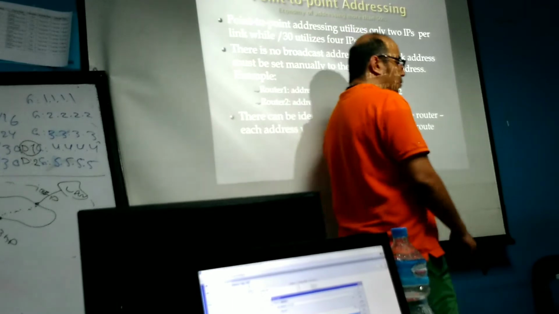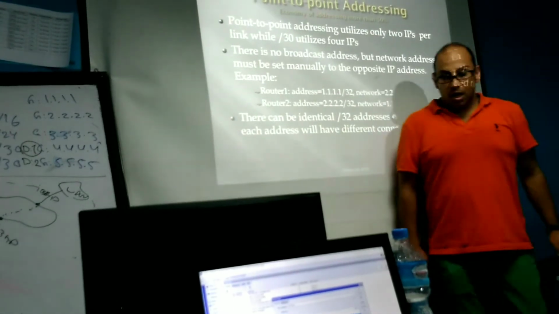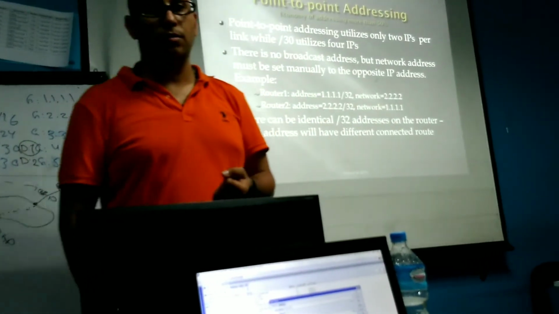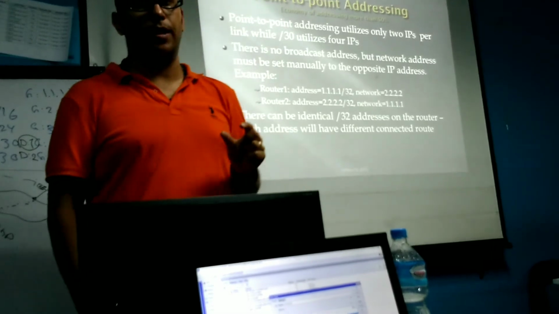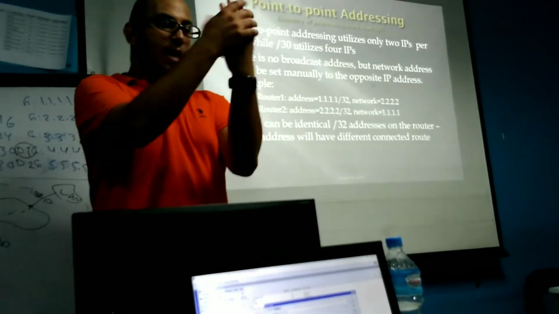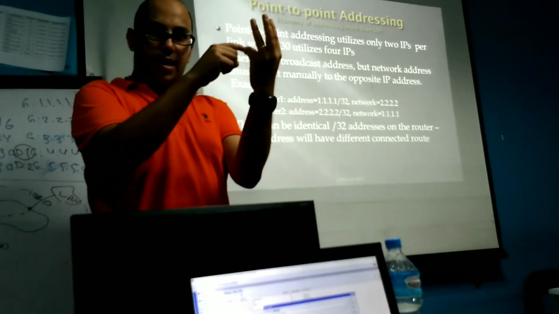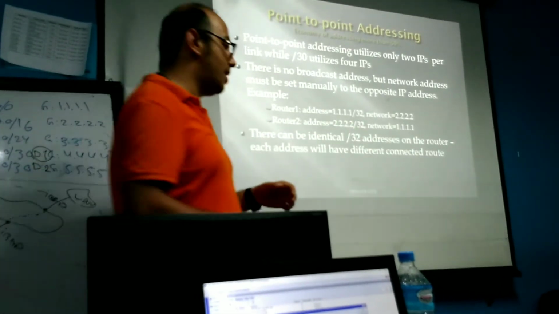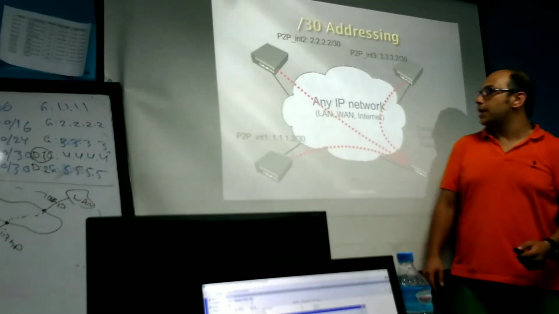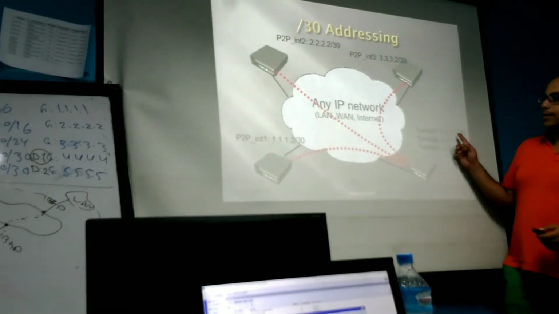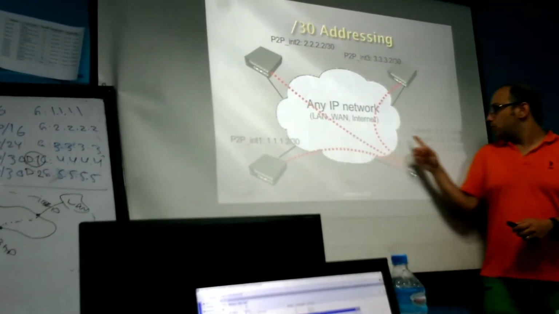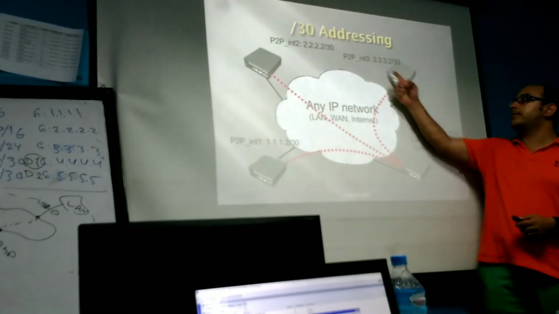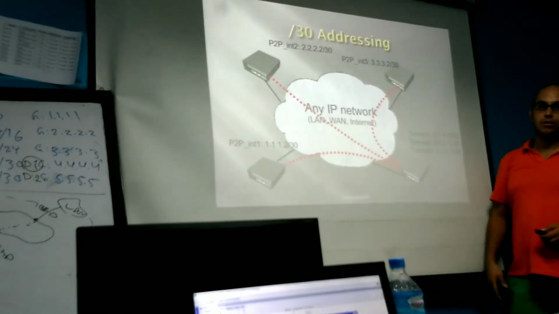Another concept here is point-to-point addressing. What is the minimum subnet you can use in a point-to-point link at the moment? The smallest subnet? /30. Because /30 has 4 IPs: one network, one broadcast, source, destination. It's okay up to now. Same like here: 1.1.1.1 is /30, 1.1.1.2 is /30, 2.2.2.1 is /30, 2.2.2.2 is /30, 3.3.3.1 is /30, 3.3.3.2 is /30.